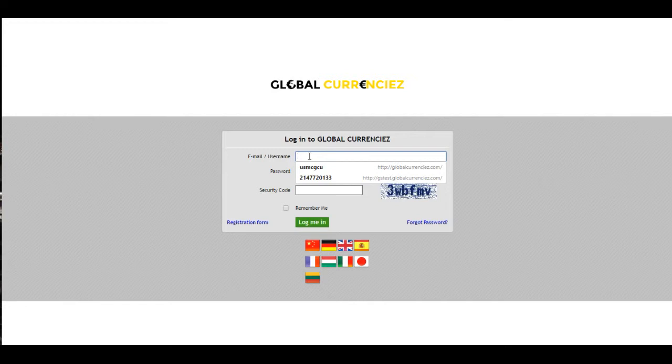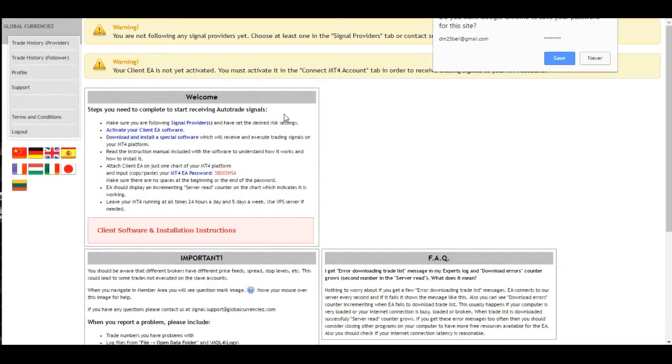using. All right, so first we have to go ahead and put in our email. All right, then you put in your password, got the security code. All right, let's go ahead and log in. All right, now immediately, as soon as I'm brought here, I see a warning. You are not following any signal providers yet.